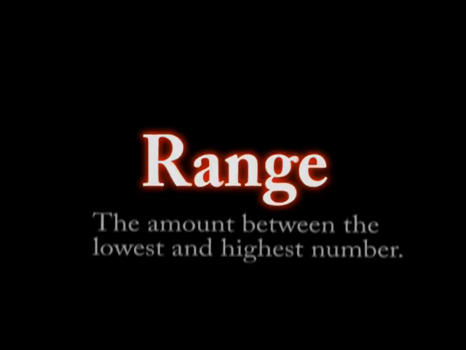The range is the amount between the lowest number on the scale and the highest. This is found by subtracting the lowest number from the highest number. Looking at our dot chart, we can see that 0 is our lowest number and 13 is our greatest. So obviously, our range is 13.